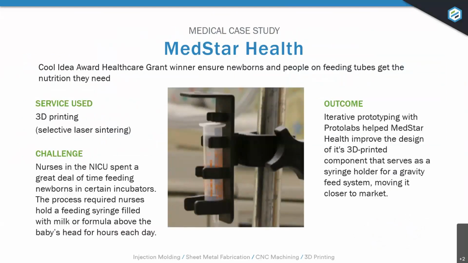Another Cool Idea award winner, MedStar Health, used SLS during prototyping to improve the design of their syringe holder for a gravity feeding system intended for feeding babies in the NICU.